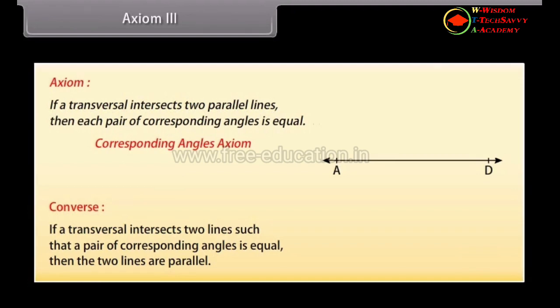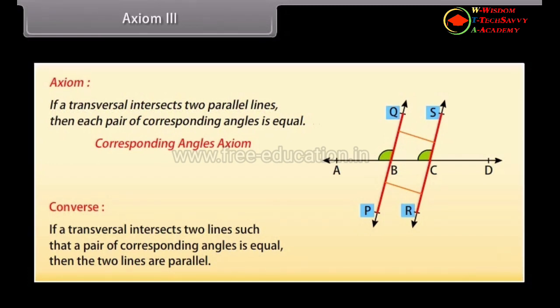Draw a line AD and mark points B and C on it. At B and C, construct angle ABQ and angle BCS equal to each other. Produce QB and SC on the other side of AD to form two lines PQ and RS. We can observe that the two lines do not intersect each other. We can also draw common perpendiculars to the lines PQ and RS at different points and measure their lengths. You'll find it the same everywhere. So we can say that the lines are parallel. Therefore, the converse of corresponding angles axiom is also true.